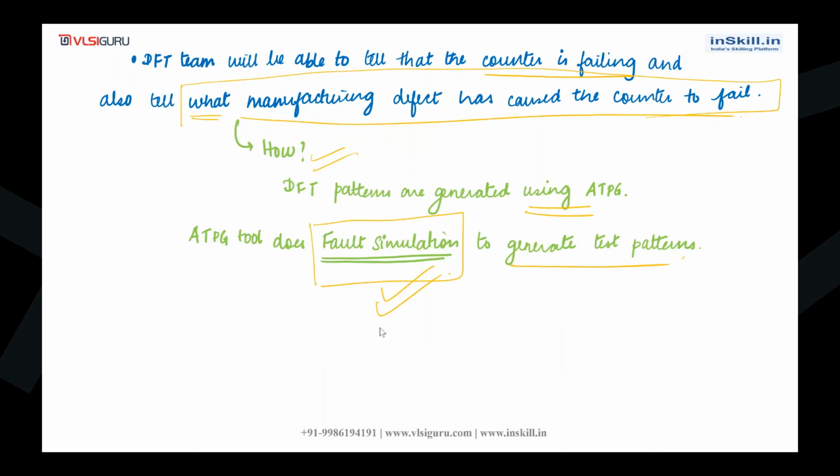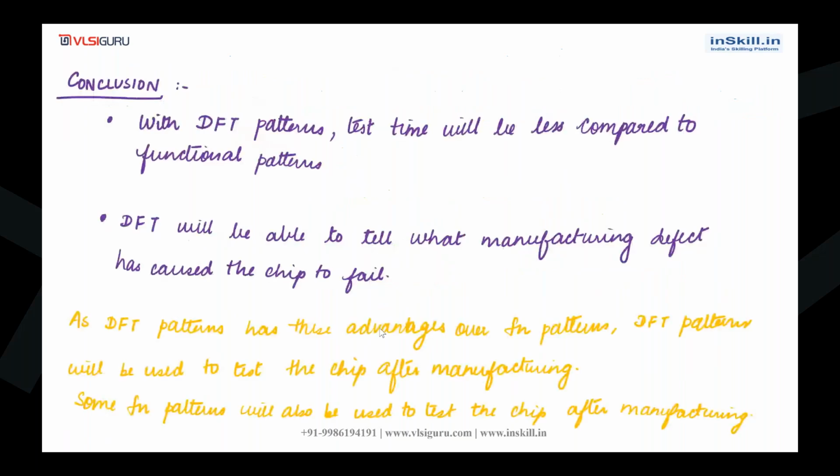As DFT patterns are generated using this fault simulation technique, we are able to tell what manufacturing defect has caused the chip to fail. How are we able to give that additional detail? It is because DFT patterns are generated using ATPG, and the ATPG tool does fault simulation to generate the test patterns. So the conclusion is, with DFT patterns, test time will be less compared to functional patterns.